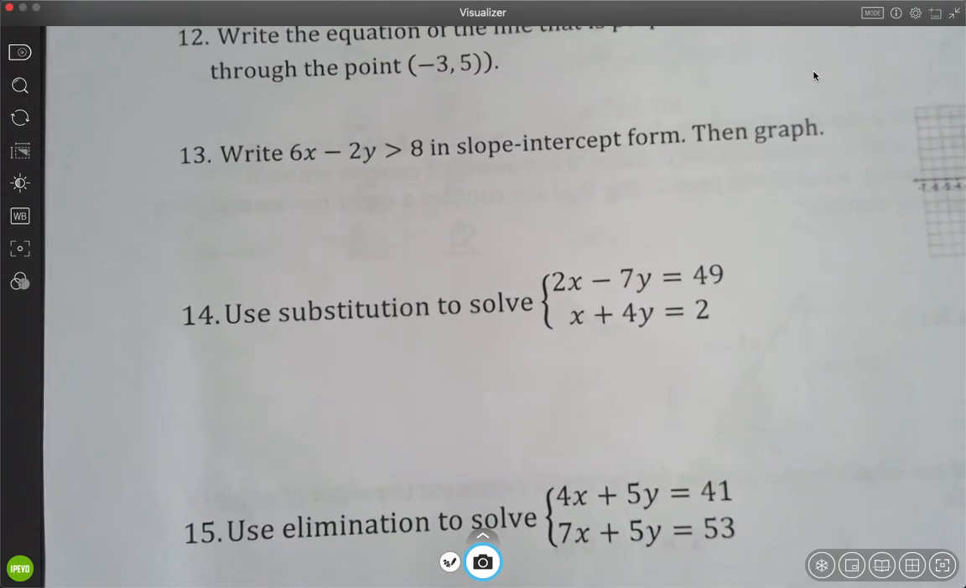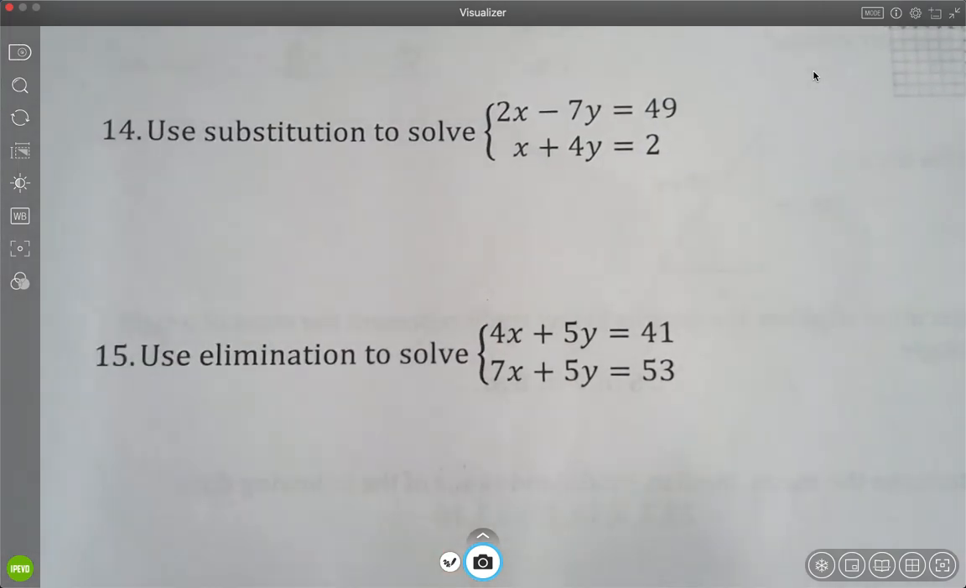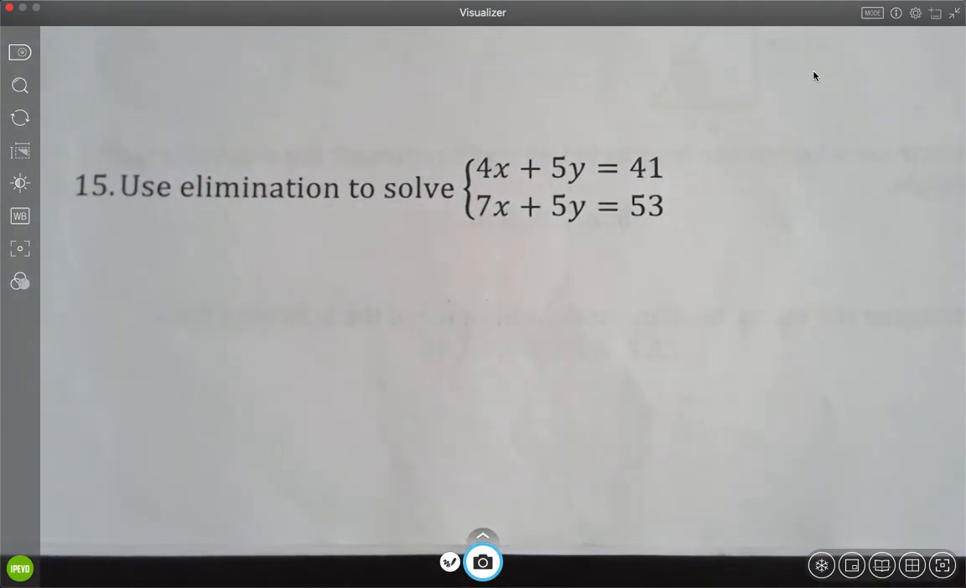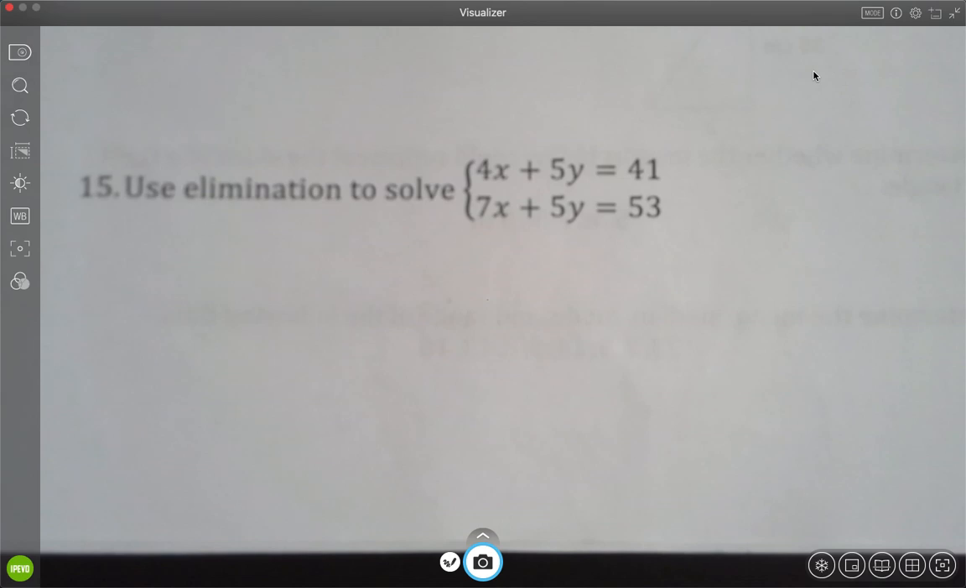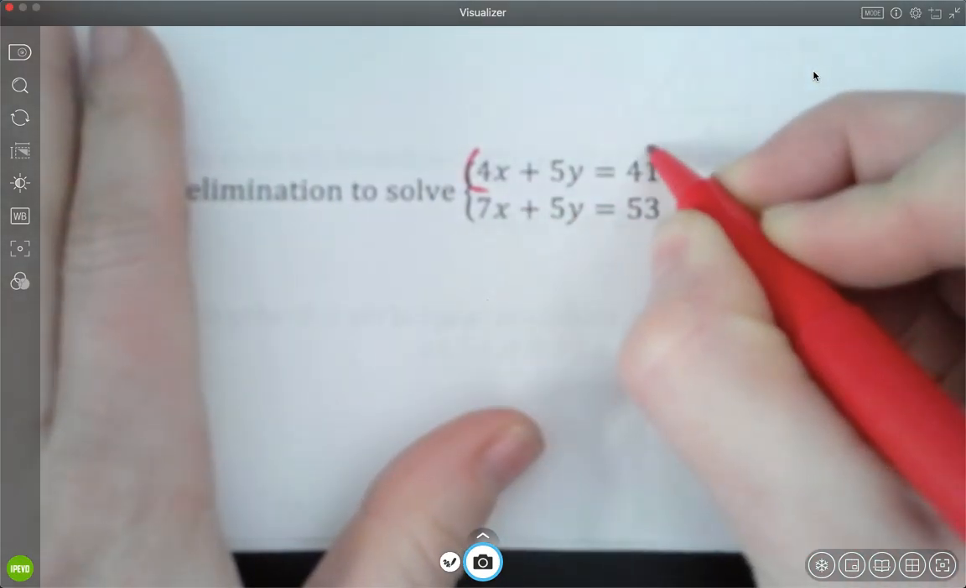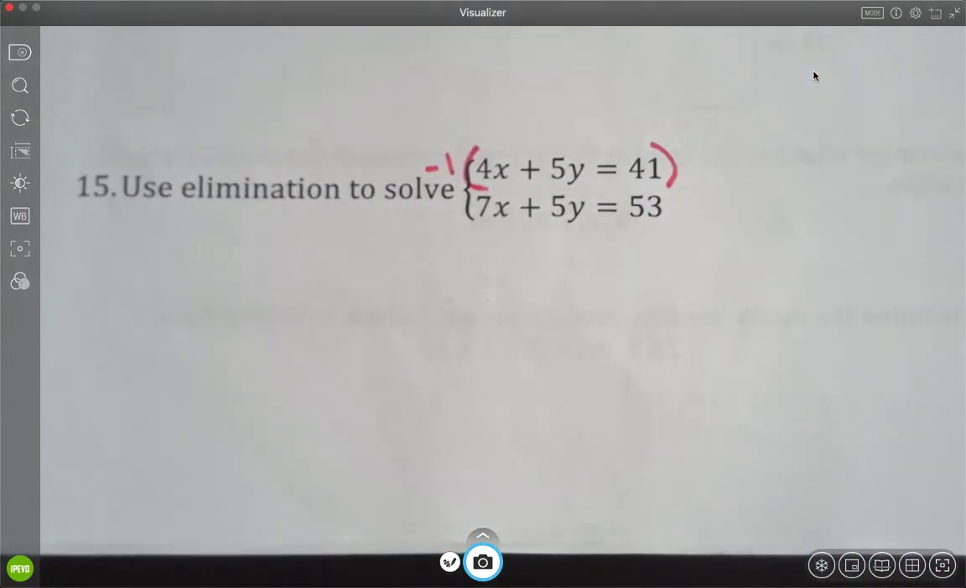Ready? All right, 15. 14 and 15 are both substitution and elimination. So 15 is elimination. We want to eliminate a variable. You're looking at the y's, right? That's where your eyes should go, no matter what. 5y and 5y are going to cancel each other out if one of them is negative. We have the option to choose either one to be negative, but Mallory wants to multiply the top one by -1 and make the top one negative, which is fine.